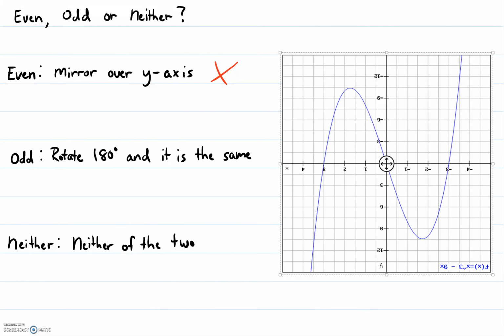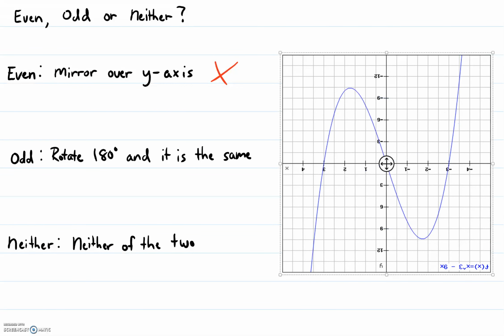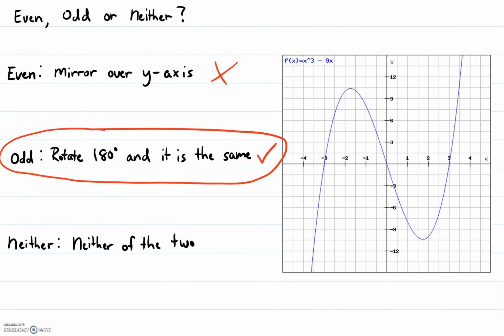Now notice, after I rotated it 180 degrees, the blue line looks the exact same as it did before I did that. So just to show you, let's go back to what it originally is. You can see that, and rotate it 180 degrees, and the blue line looks the same. So if that happens, then that means it is an odd function. So for this particular example, this graph of f of x equals x to the 3 minus 9x is odd. Once you figure out whether it's odd or even, that's just going to be your answer. You don't have to worry about the neither, and you're done.